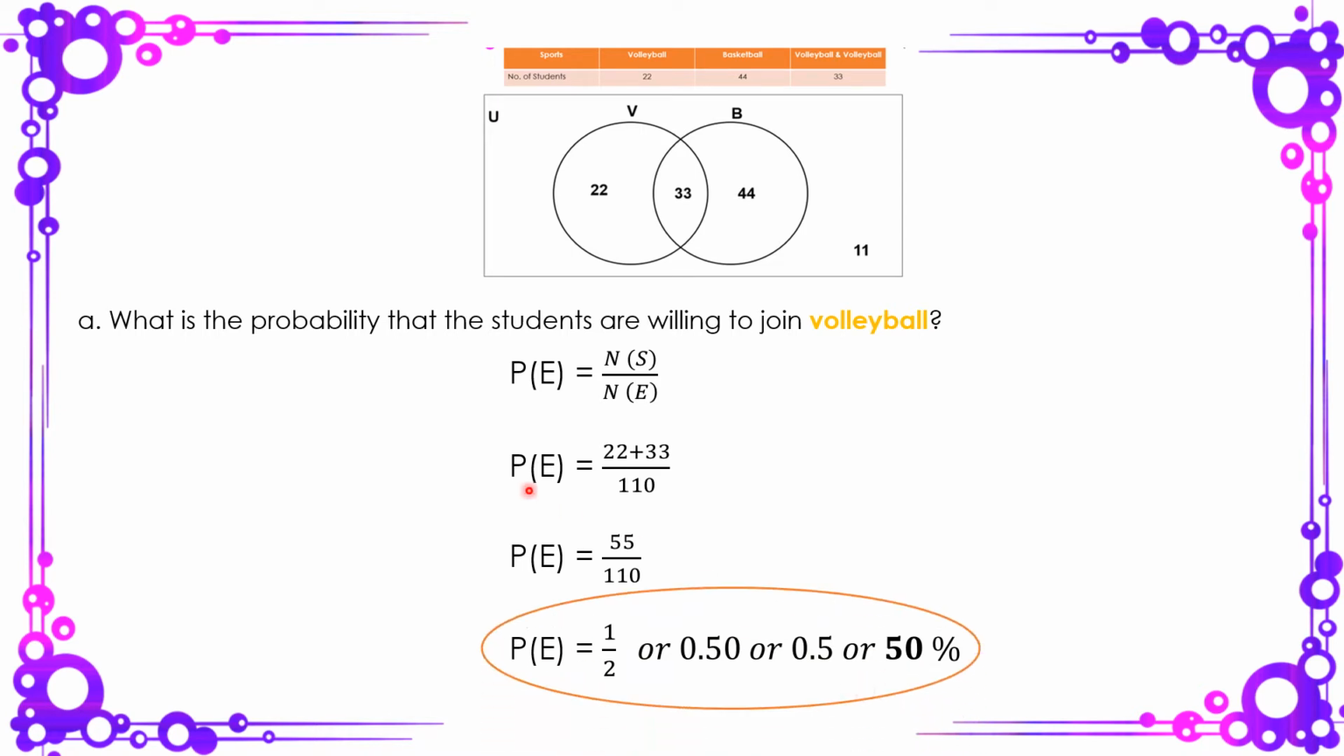So again, what is the probability that the students are willing to join volleyball? The answer is 50%. 50% is the probability that students are willing to join volleyball. So I suggest to use the percent form.